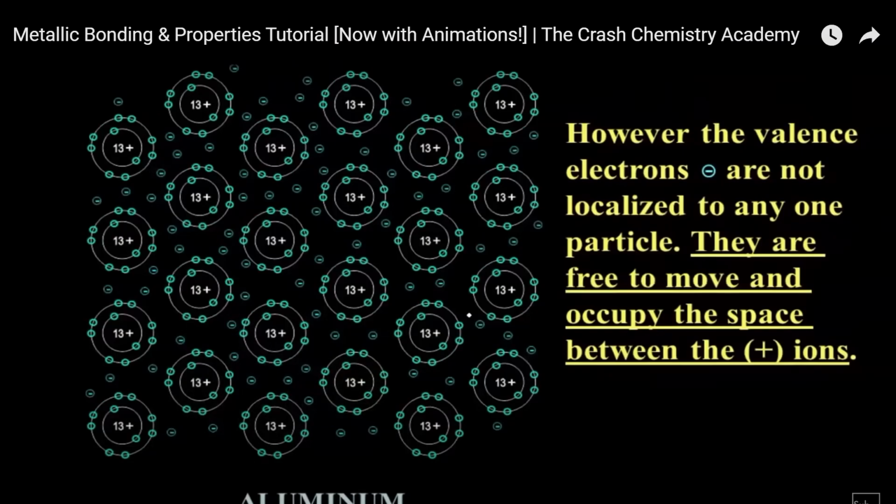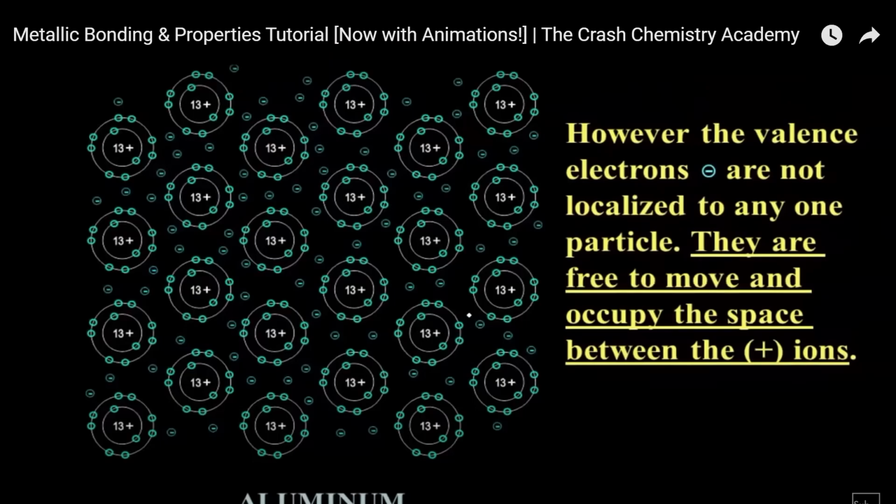Okay. The word localized. Localized means stuck in one location. Yes? Localized, stuck in one location. So the valence electrons are not localized. Shell 1 electrons are localized. Shell 2 electrons are localized. What about shell 3 for aluminum? They are what we call delocalized.